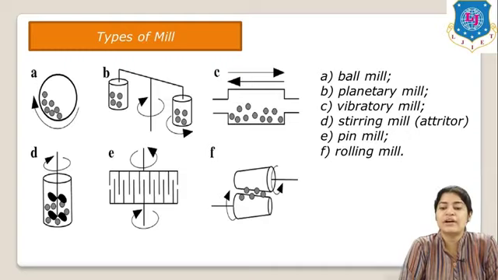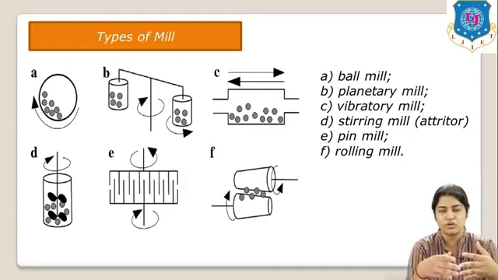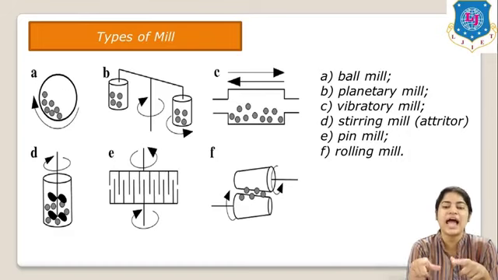Third one is your vibratory mill. Here you can see that vibration motion is responsible for the breaking down of your material. In the arrow you can see that your mill moves horizontally and vibration is created.